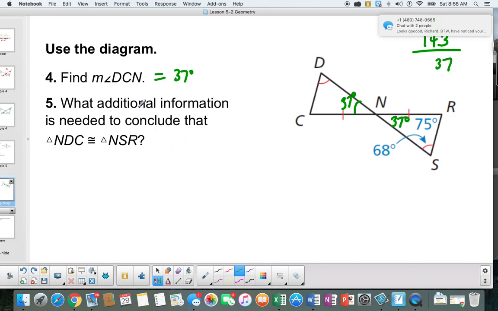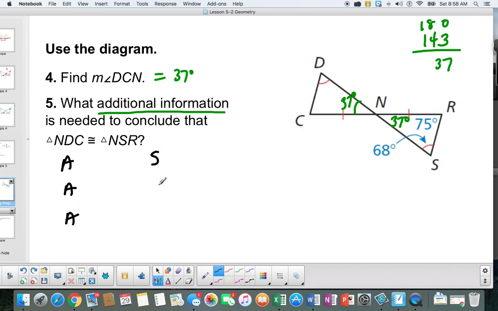All right, now I want to find the additional information that's needed to conclude the triangles are congruent. Now, in order to prove triangles congruent, I need to have all 3 angles congruent and all 3 sides congruent. So we know that angle D is congruent to angle S. We know that angle DCN is congruent to angle RSN. These are these vertical angles. And we know the third angles theorem will tell us that angle C is congruent to angle R. So we have all of these angles.